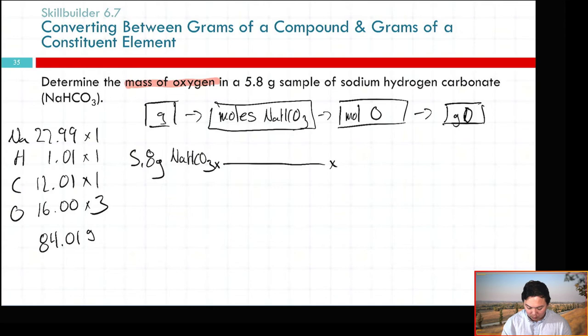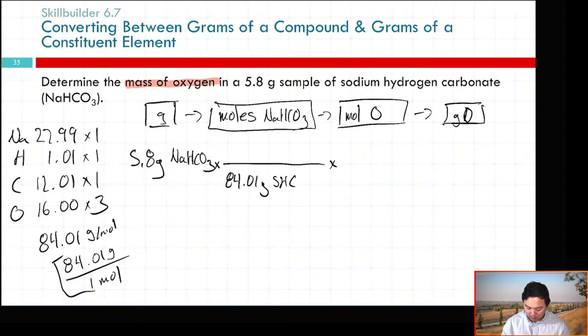And now we can use that. When I write it grams per mole, that is the same as 84.01 grams divided by 1 mole. If it helps you to write it out this way, then do that, because then it's a little easier to see that we're going to do 84.01 grams. Can I just abbreviate this SHC? That's sodium hydrogen carbonate. And then 1 mole SHC.